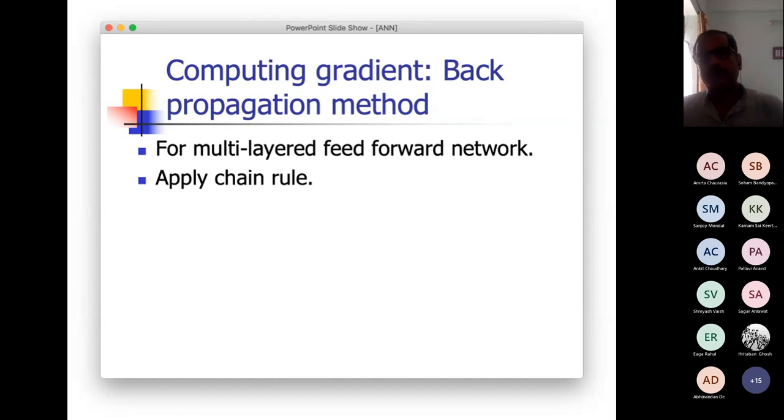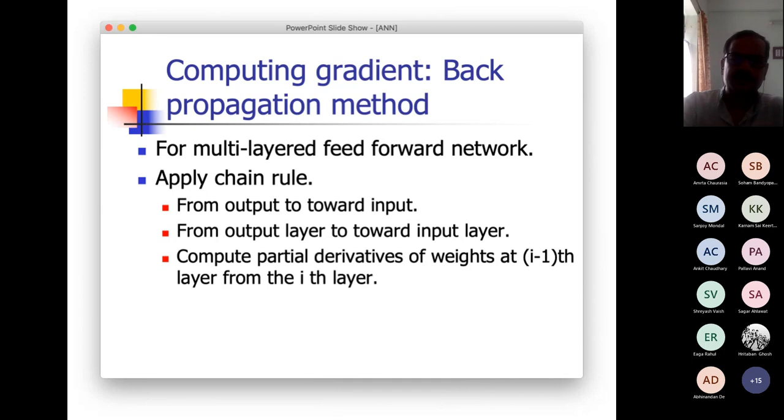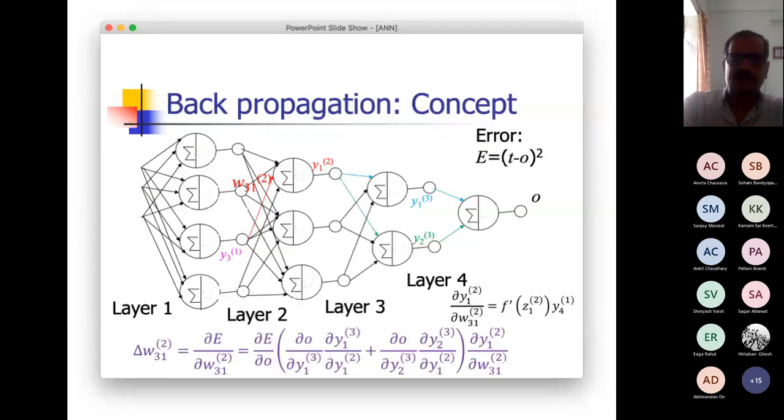So the heart of the backpropagation method is that we are applying the chain rule from the output side, from the output layer towards the input layer. So you compute partial derivatives of weights at the (i minus 1)th layer from the ith layer. Incrementally, that is what you are doing. So we know all the partial derivatives till the response variables available at the ith layer, that means till whatever outputs are available.